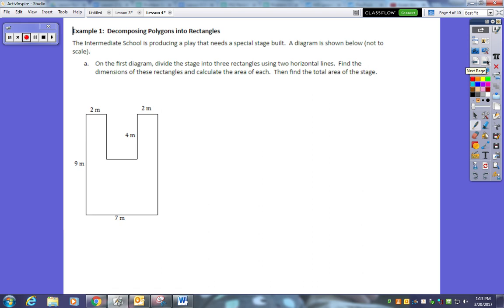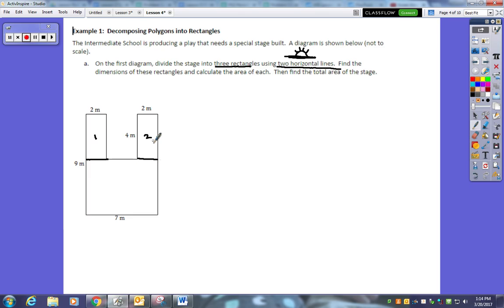So this says the intermediate school is producing a play that needs a special stage built. Diagram is shown below, not to scale. On the first diagram, divide the stage into 3 rectangles using 2 horizontal lines. Now remember, horizontal would be like this. So find the dimensions of these rectangles and then calculate the area of each, then find the total area of the stage.